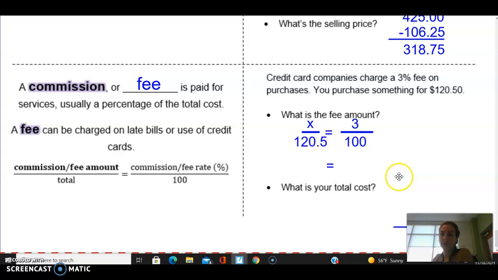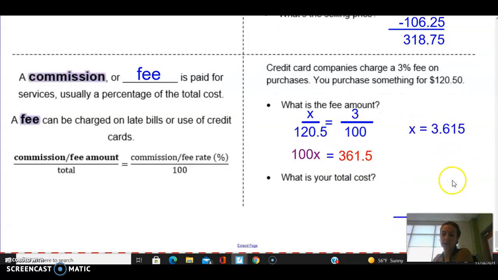So first we set up our proportion. What is 3% of the total cost? Cross multiplying. And then dividing by our coefficient to solve, x equals 3.615. Again, we would have to round this because our money only goes to the hundredths place.